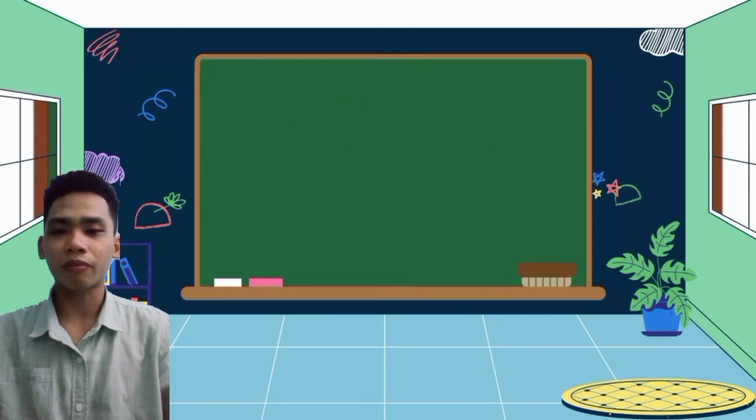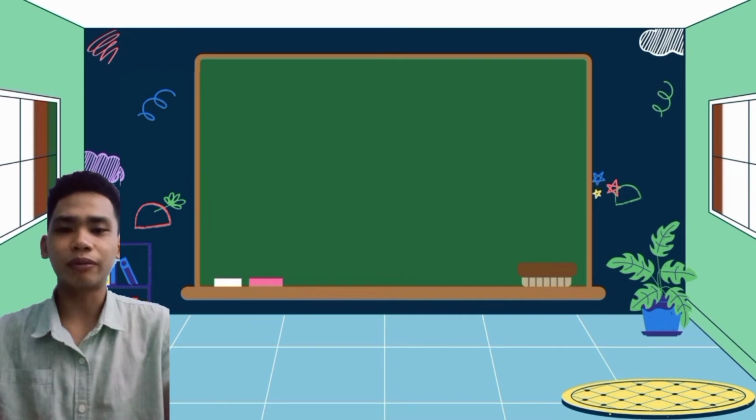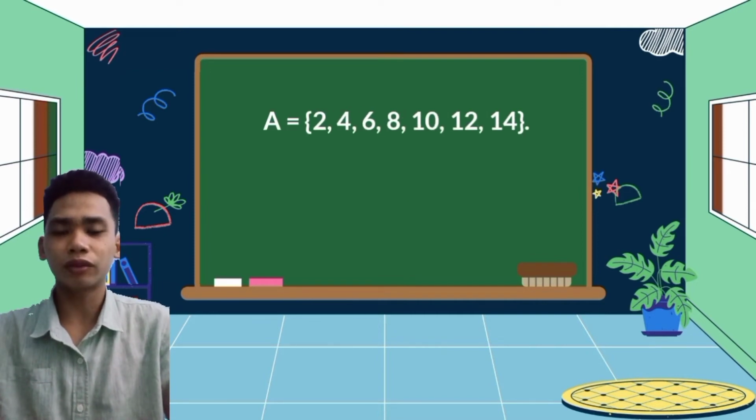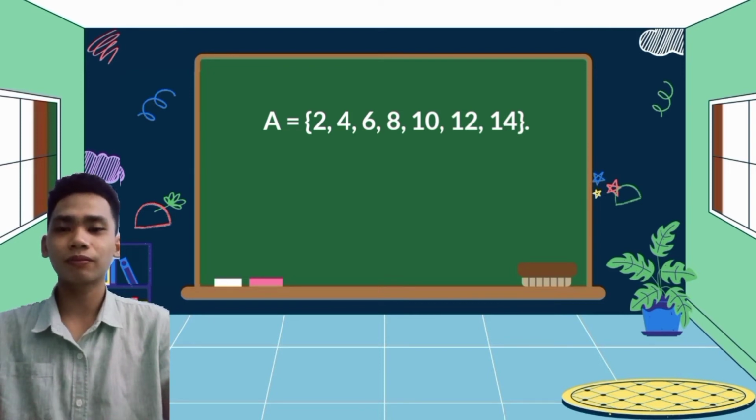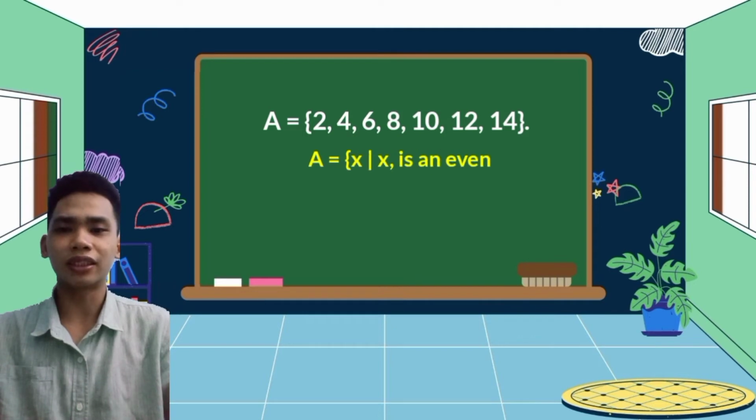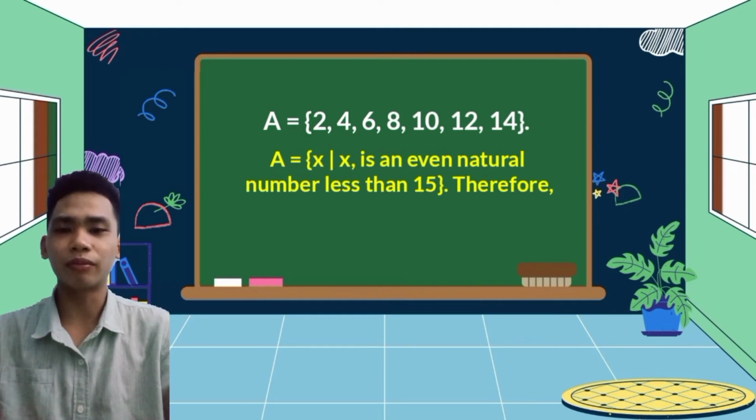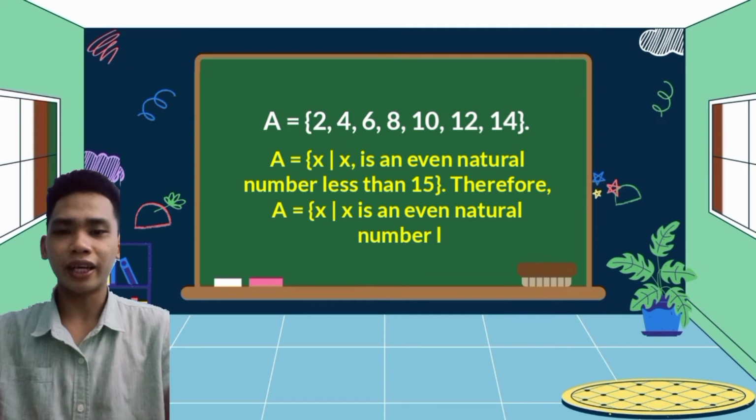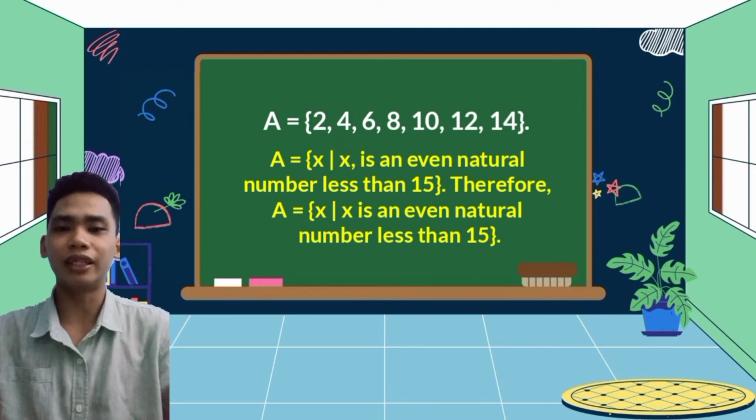Okay, another example. Can you write the given set in the set builder form? A is equal to 2, 4, 6, 8, 10, 12, 14. Anyone? The answer will be A is equal to x such that x is an even natural number less than 15. Therefore, A is equal to x such that x is an even natural number less than 15. That's correct, very good.